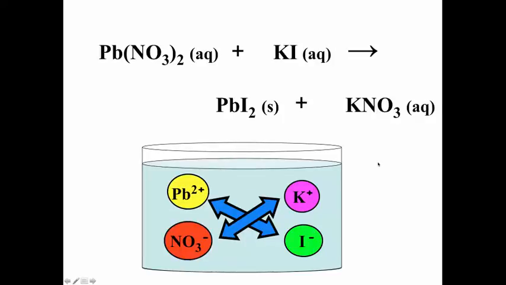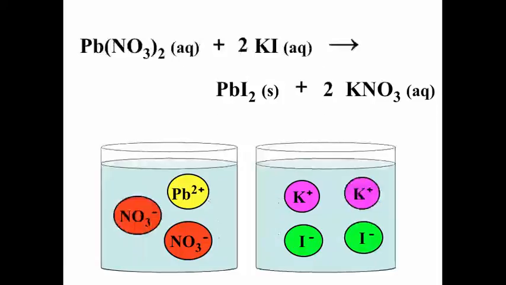And now we notice, of course, we need to balance. As before, you need 2 in front of the potassium iodide and 2 in front of the potassium nitrate.